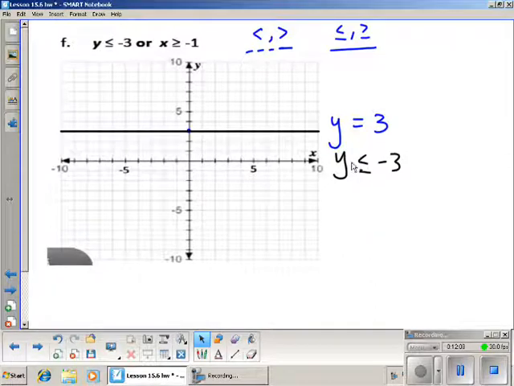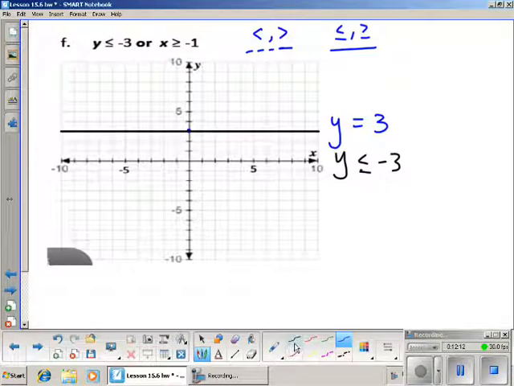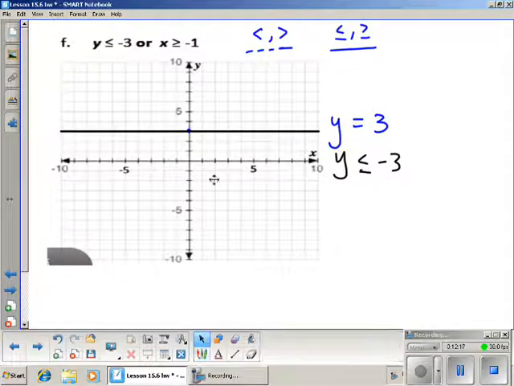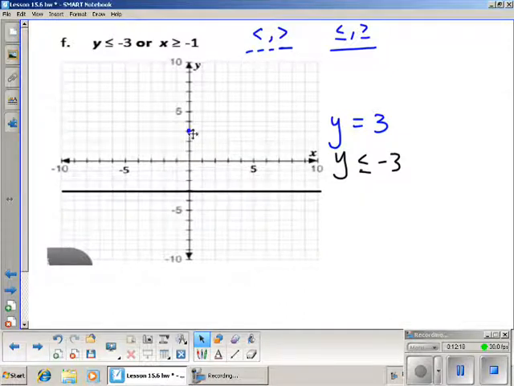Mr. Collins, are you doing that on purpose? What? Your line should be... Oh. Oops. -3. Didn't know if you were testing us. -3. Okay. So we've got to pick a test point.